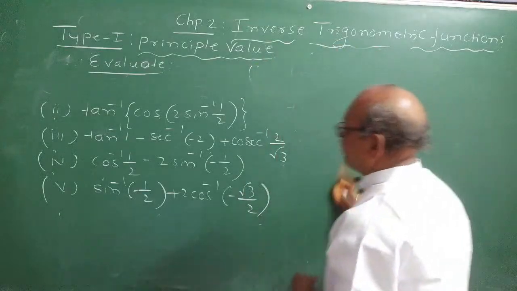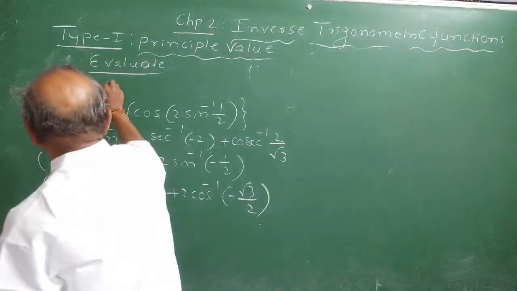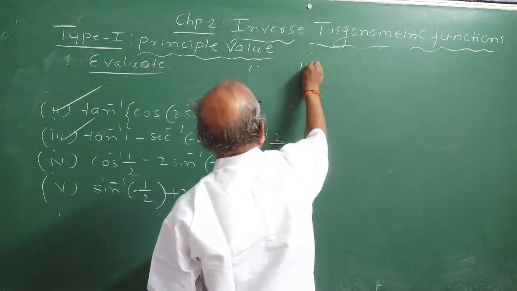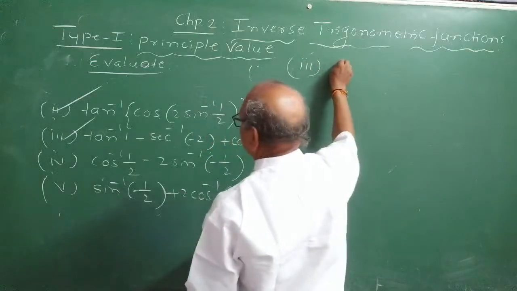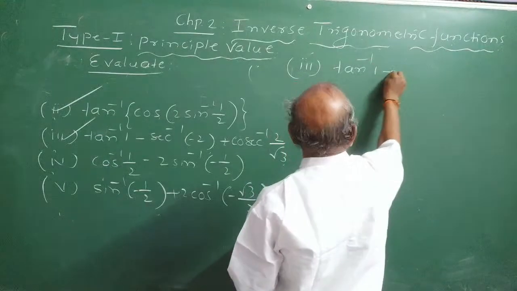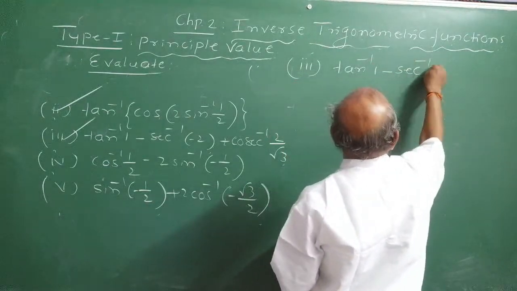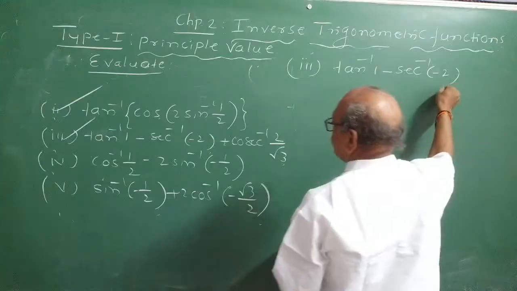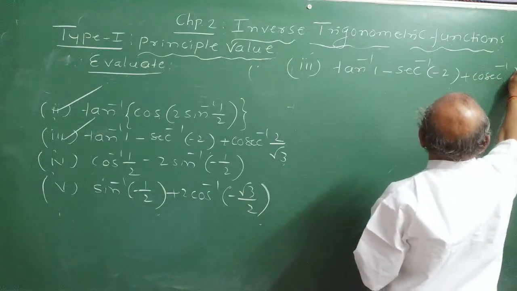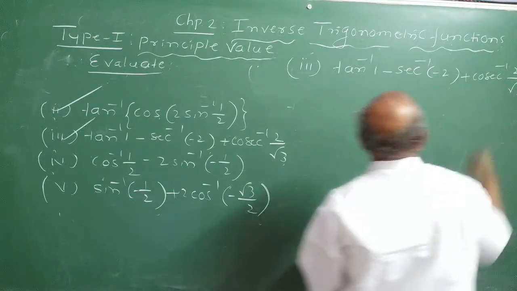Before I continue the next property, you solve this one. Take the third one. Tan inverse 1, they are very easy, 1 mark questions. Tan inverse 1 minus sec inverse minus 2 plus cosec inverse 2 by root 3.